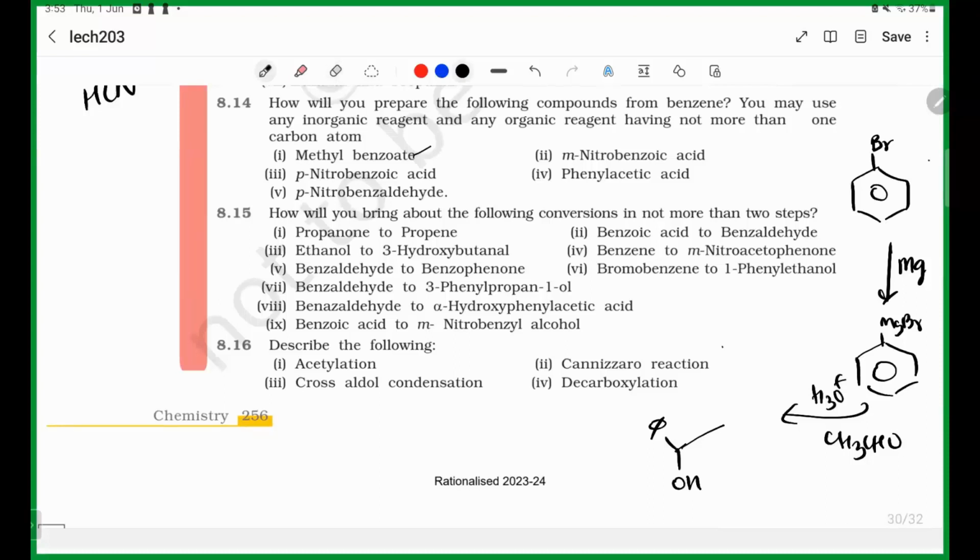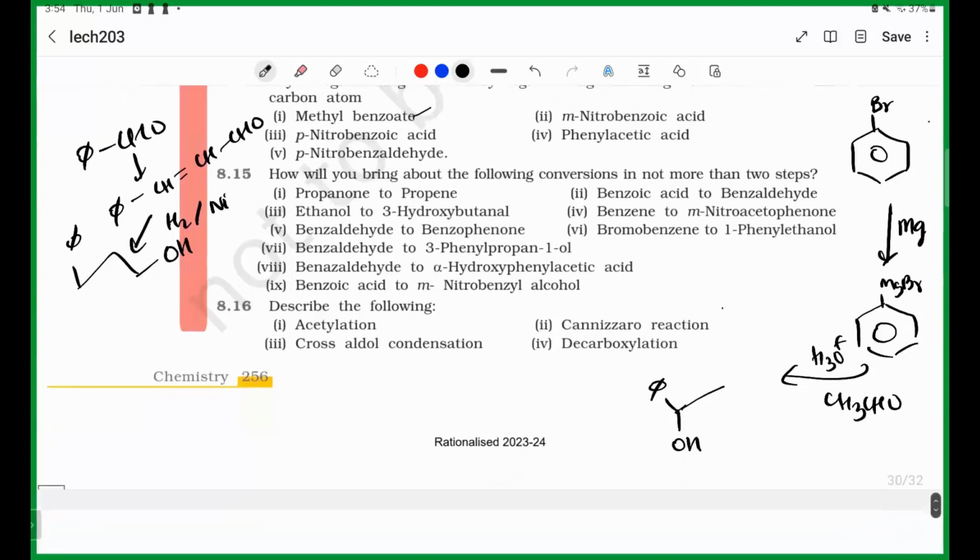Then you have benzaldehyde to 3-phenylpropan-1-ol. So propan-1-ol, 3-phenyl. That is the compound. Now you have benzaldehyde already, right? PhCHO. So you need to increase the carbon chain. A good way to do this is aldol condensation. After heating, the aldol condensation will give you Ph-CH=CH-CHO, which is the aldehyde. And then upon treatment with H2 and nickel, which reduces the compound, will give you the desired one.